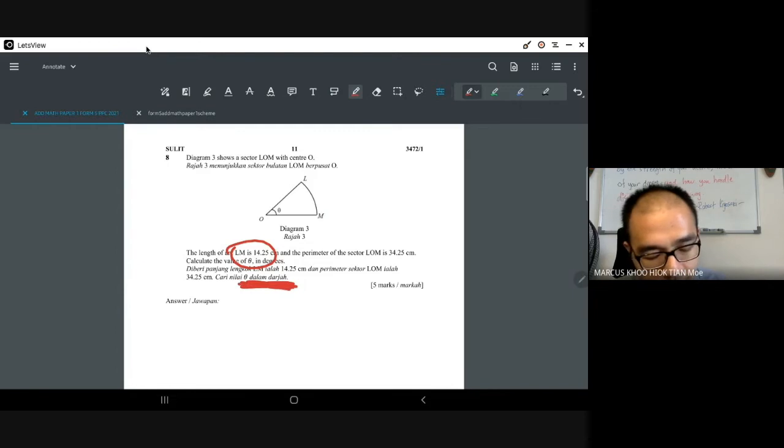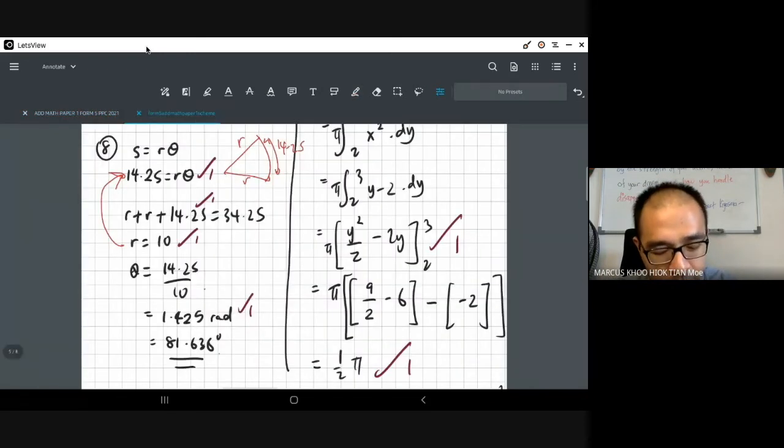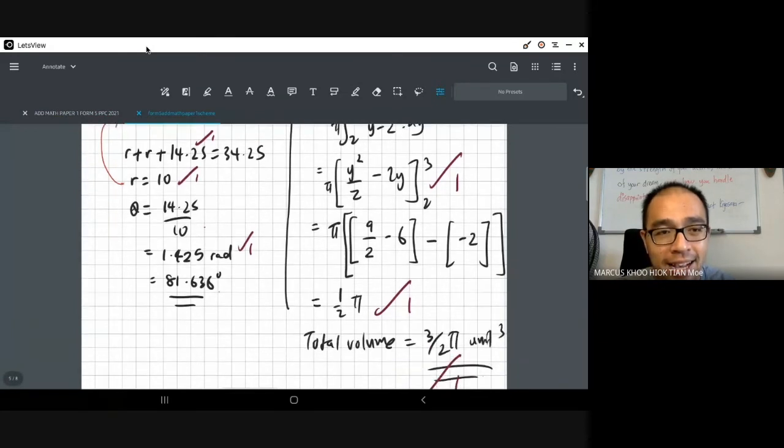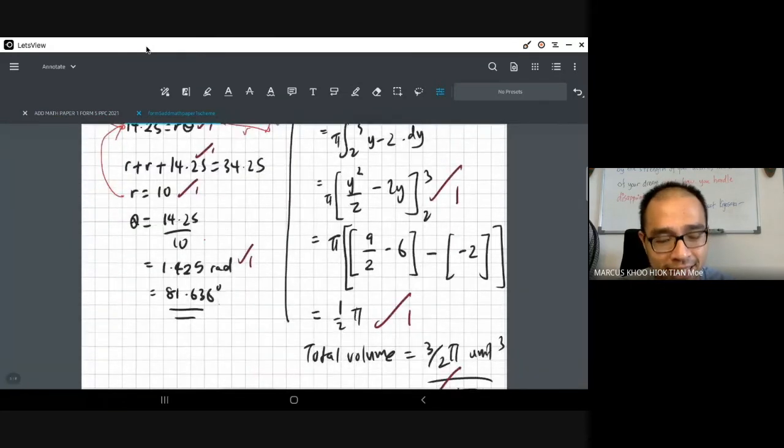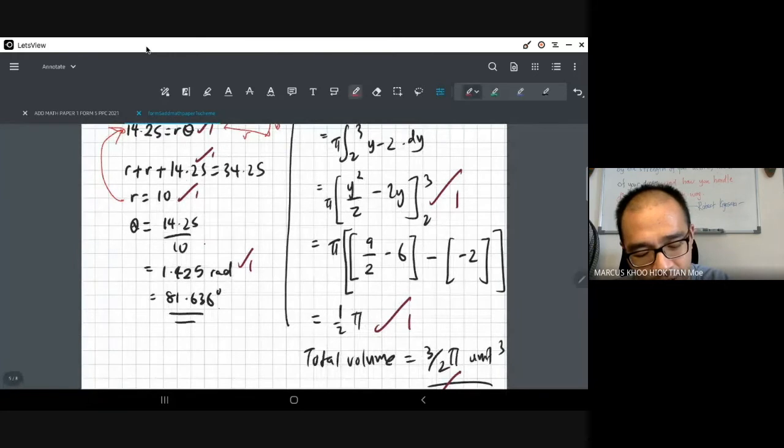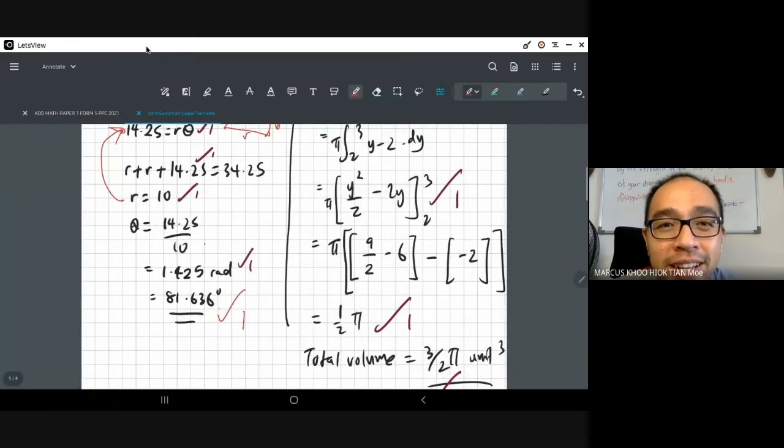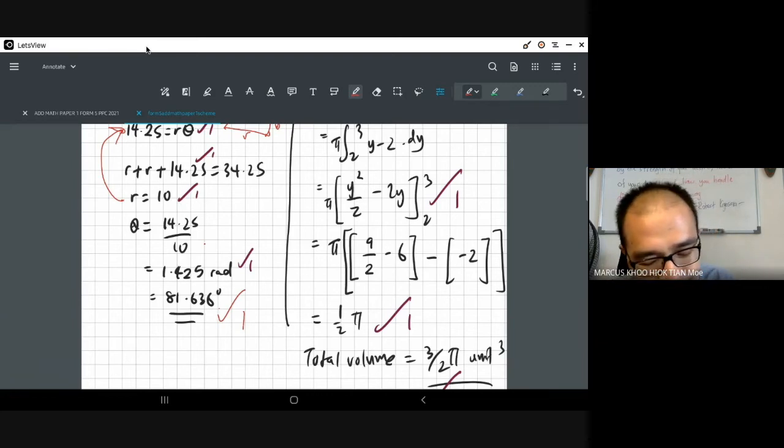The question asks in degrees. I can hear some of you facepalming yourselves when you realize that you could have gotten 5 marks, but unfortunately you stopped at 4. So sad, right? The 5th mark is changing the 1.425 radians to degrees, which is 81.636 degrees.